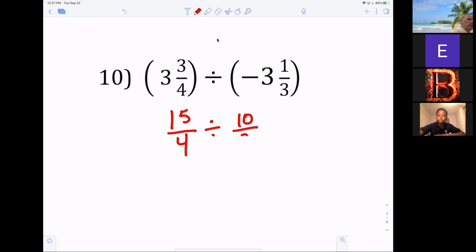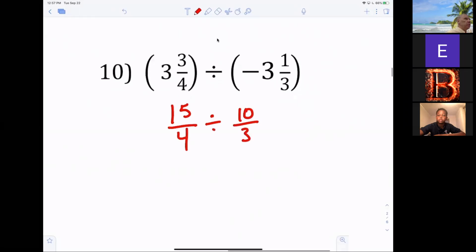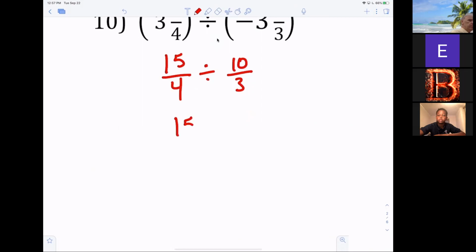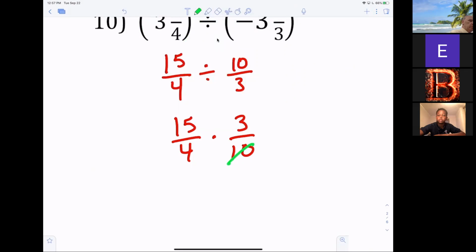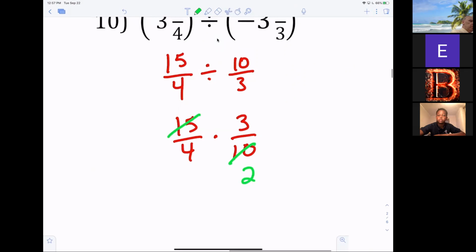10 over 3. All right, now we're doing the reciprocal. I'm pretty happy with that. Cross cancel. What am I canceling? 10. Right? So 10 becomes 2 and 15 becomes 3. Beautiful. And then you have 9 over 8.